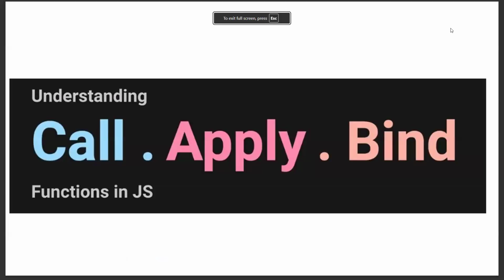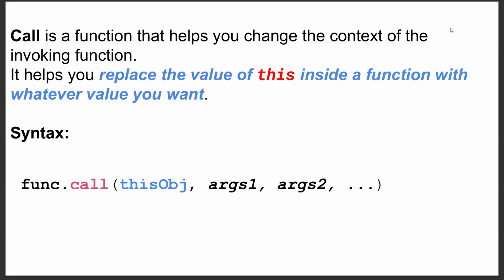So I was discussing call, apply, and bind. With these three, we can use the same function definition with multiple objects. The first one is call. Call is a function that helps you change the context. Context is nothing but the object, to help you replace this inside a function with whatever value you want.